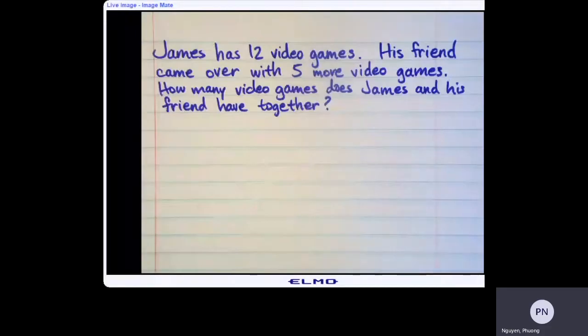We are going to be solving this word problem together. Now, I know that I need to read the problem twice just to make sure. James has 12 video games. His friend came over with 5 more video games. How many video games do James and his friend have together?